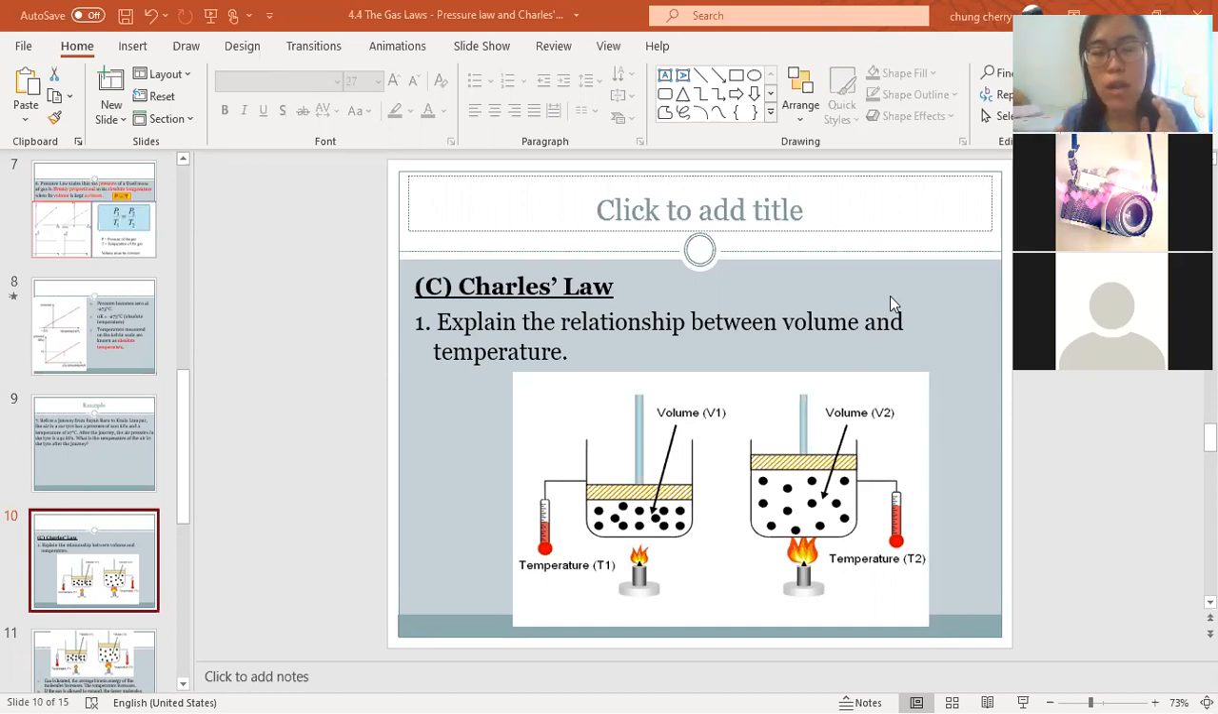The gas molecules will gain more average kinetic energy, so they will move faster. They will collide more frequently with the wall of the container, so it will cause an increase in pressure. But please don't forget, for Charles' law, pressure is kept constant. In order to maintain the pressure at a constant level, you must increase the volume so that the pressure is reduced back. So this is Charles' law.